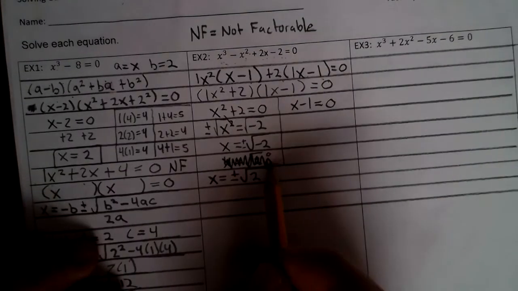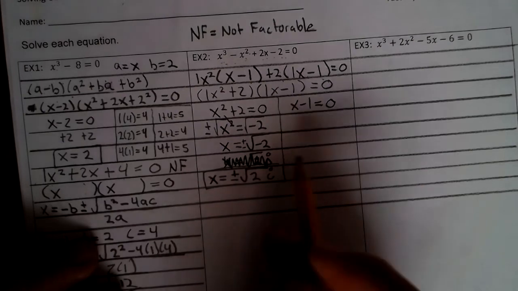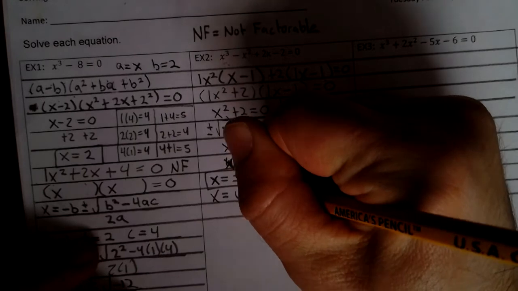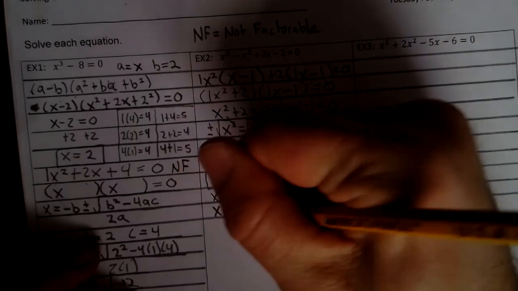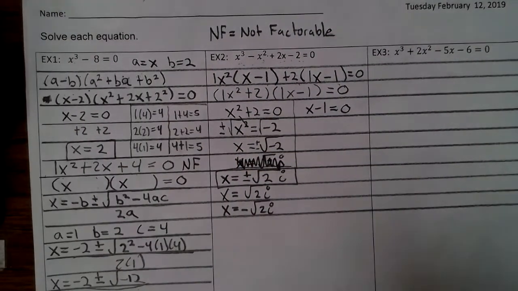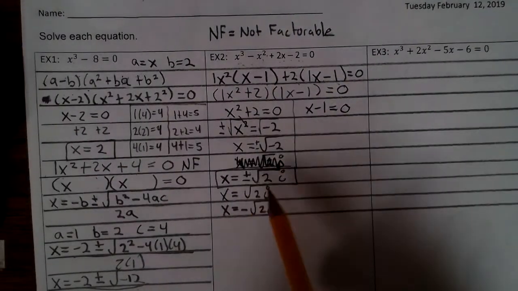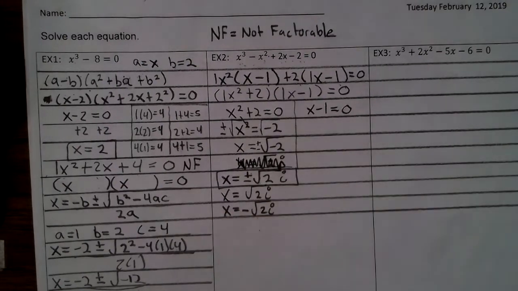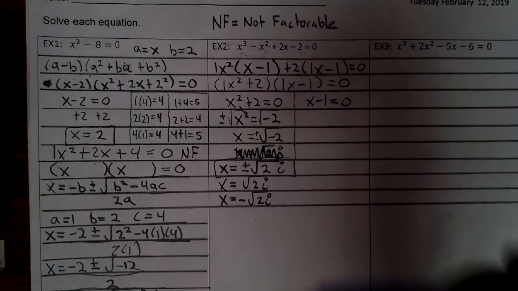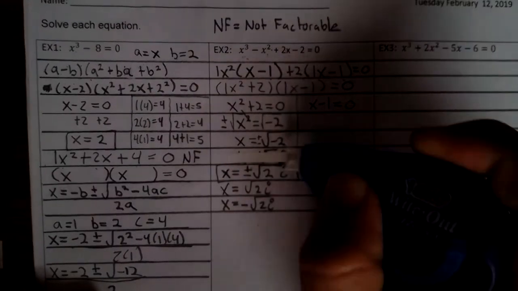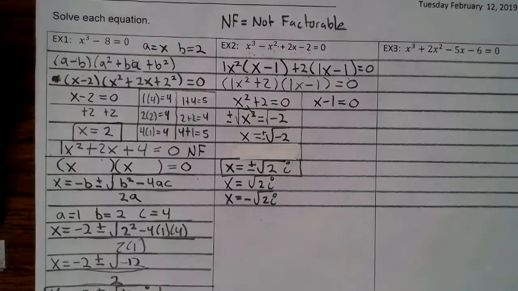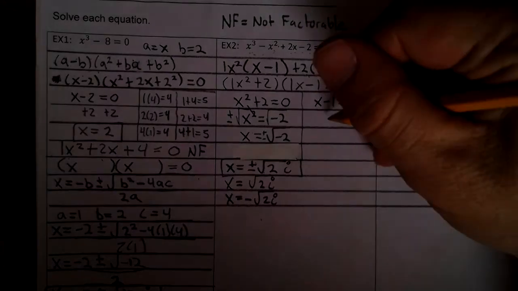Or you can write it as x equals square root of 2i and x equals negative square root of 2i. I prefer writing it just with the plus or minus there because it's one less step, but you could write it that way. Okay? And that looks pretty bad, so let's clean that up. There you go. It's gone now. All right, so now here you just add 1 to both sides, so x equals 1.